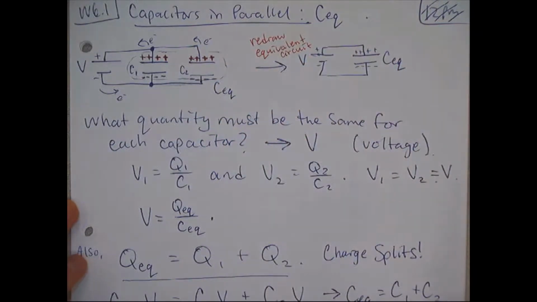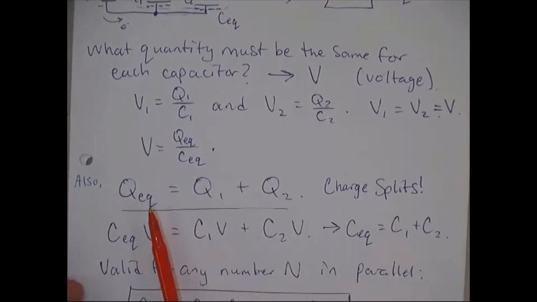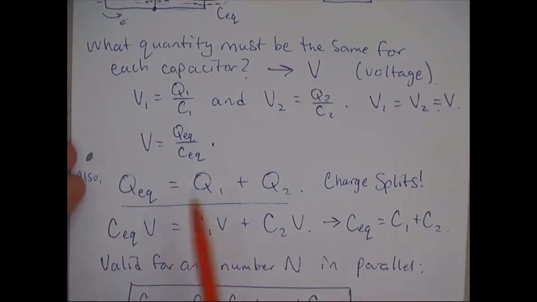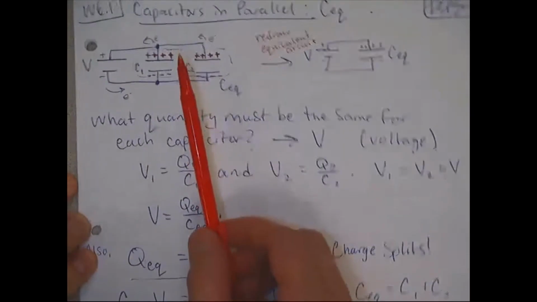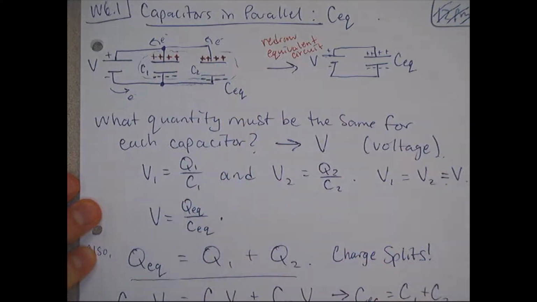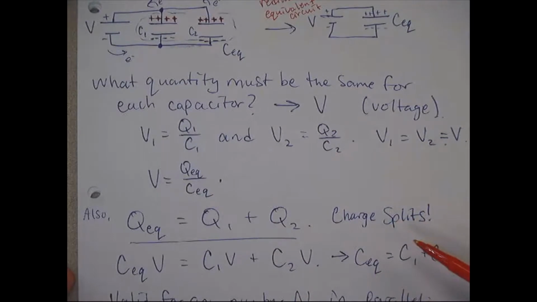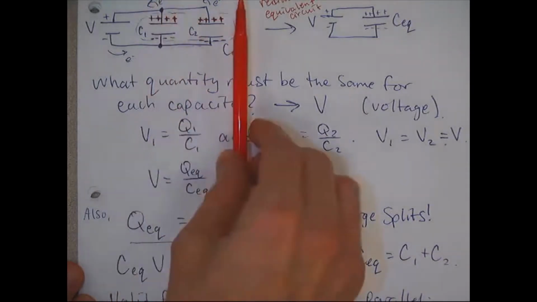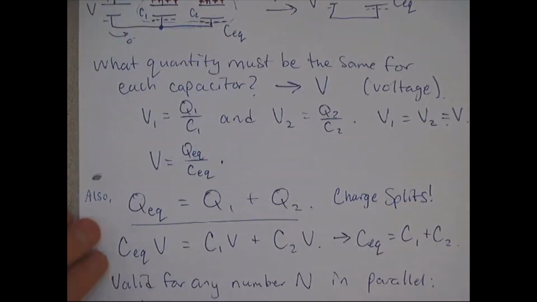Right? They have to behave in the same way, so the equivalent capacitor charge will equal the sum of the two charges that left capacitor 1 and capacitor 2. So you might think of this as saying that the charge splits up between these two capacitors, or the charge is additive to give you the total.